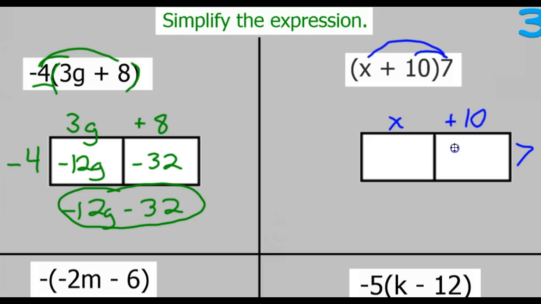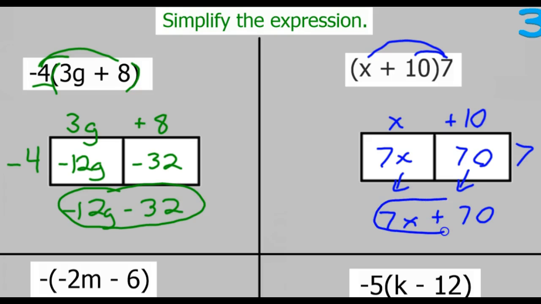So 7 times 10 is 70. 7 times x is 7x. Now if I bring this down, I have 7x. Now I have a plus sign because the 70 is positive. So 7x plus 70. If it was negative, this would be a negative sign or a subtraction sign.